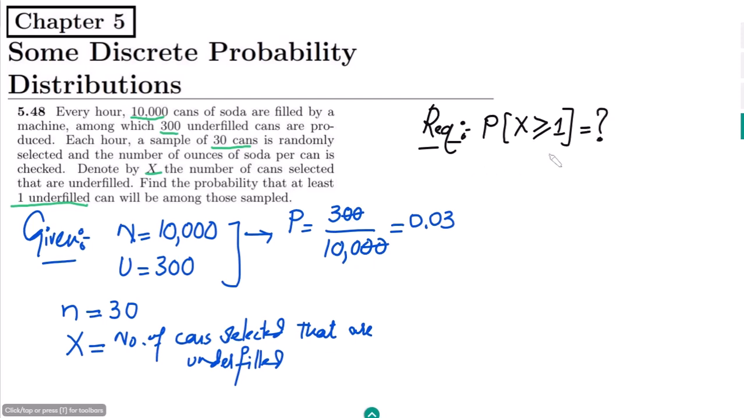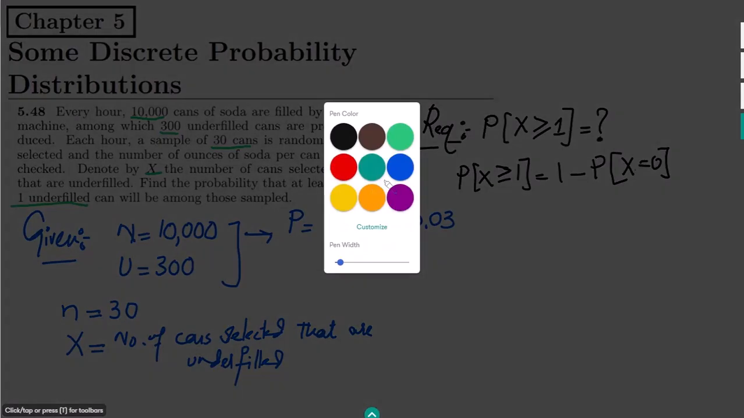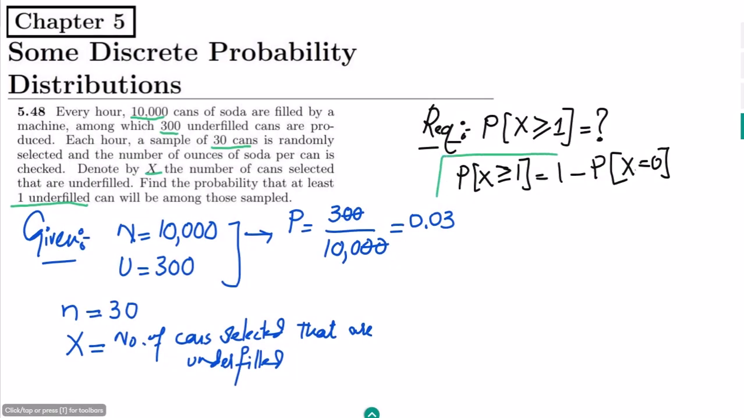In order to find it, we can also write P of X greater than or equal to 1 as 1 minus the probability that X is less than 1. Less than 1 is basically equal to 0. So this is the required thing we have to find in this question.